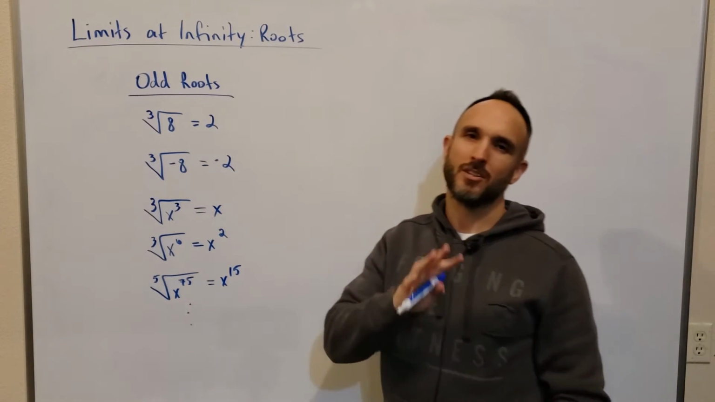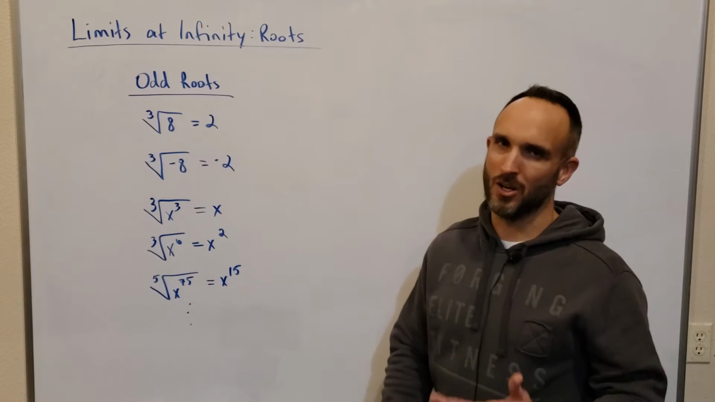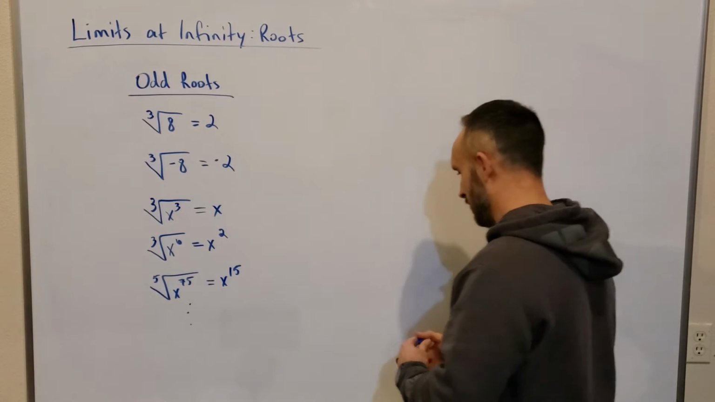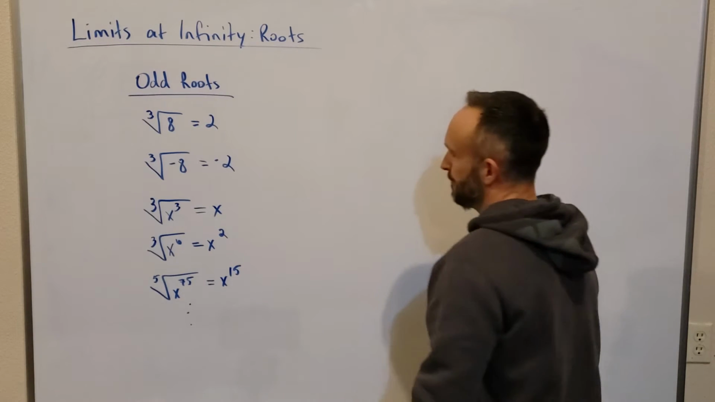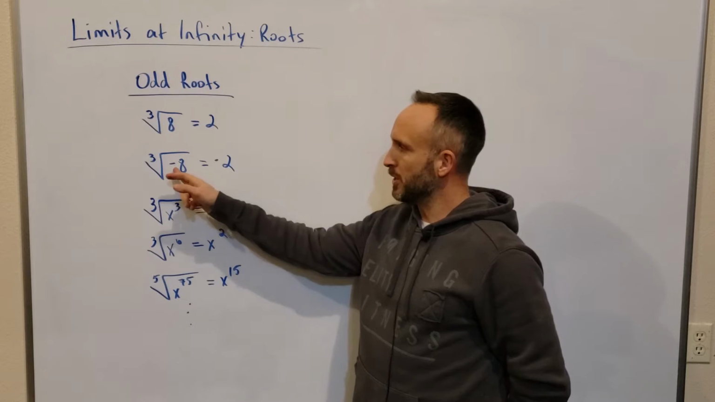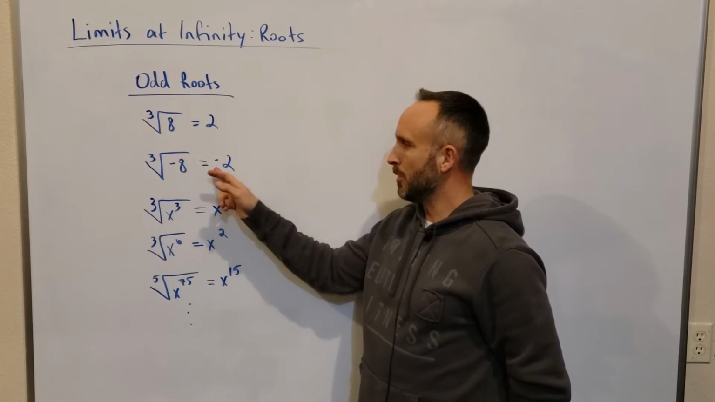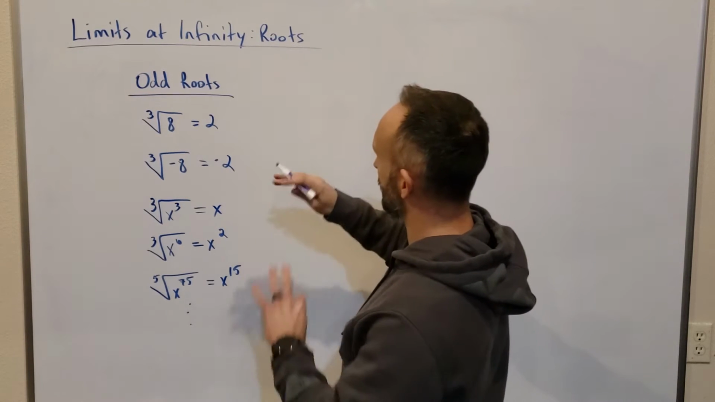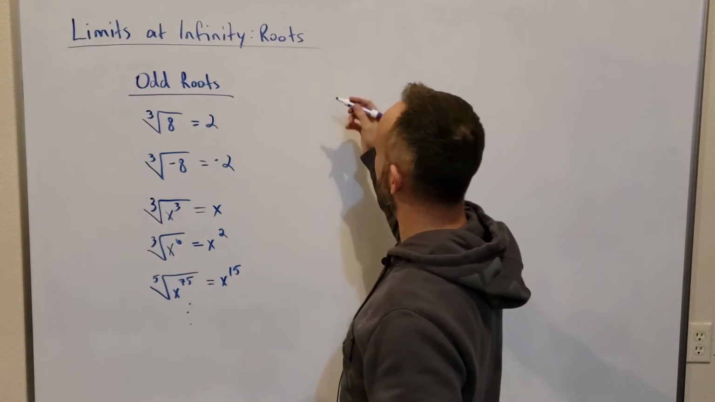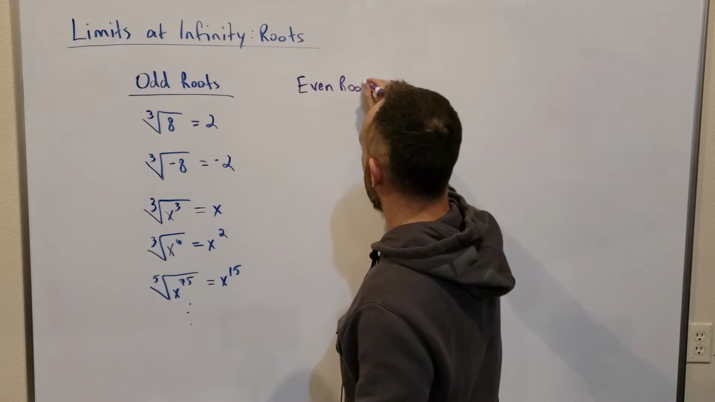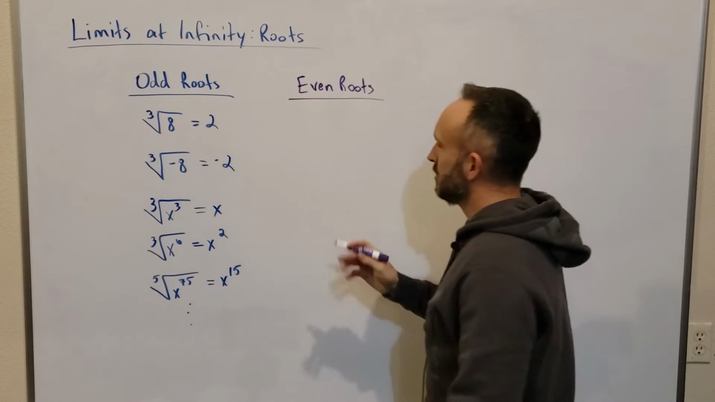Odd roots, no problem. Even roots, all kinds of problems. So let's start to distinguish even roots. The nice thing about odd roots is you can input anything you want, and they can output positives or negatives. It doesn't matter. The problem with even roots is they're really persnickety when it comes to negatives. And I'm not going to get into why. You should already know that part.